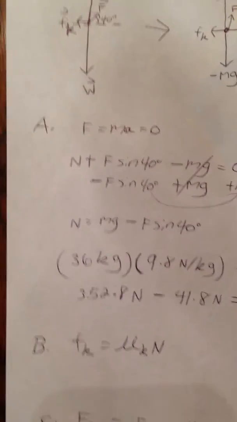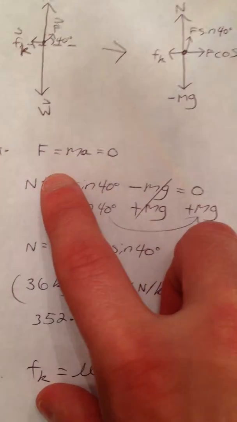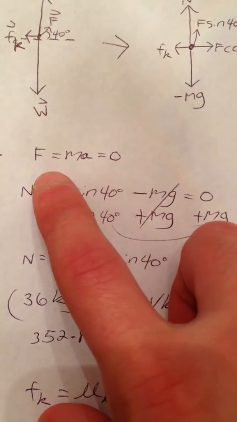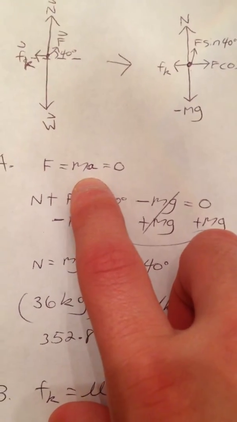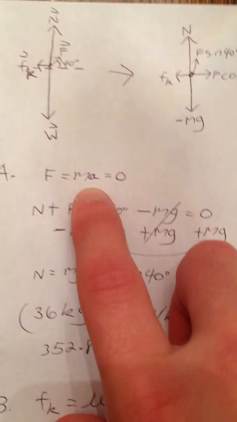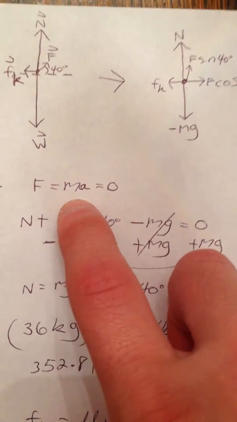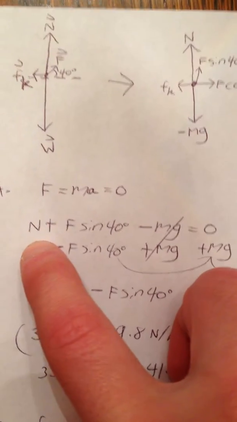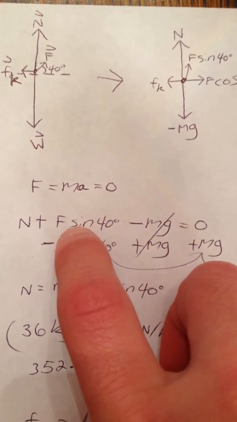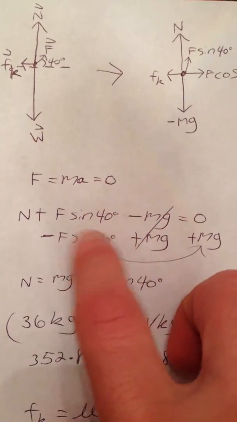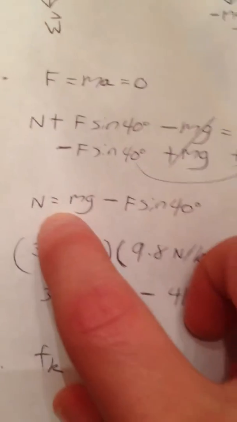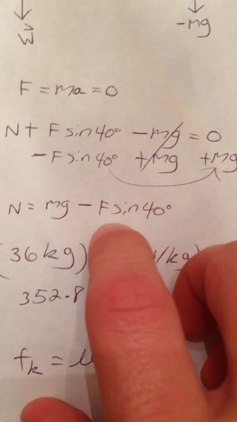Okay, so part A, what I did was I wrote down this equation first, and the only thing I really added to it was all the Y components. This is all the Y components. So in the force that she pulls with, and of course gravity, I manipulated it to get N by itself, and this is how it looks.